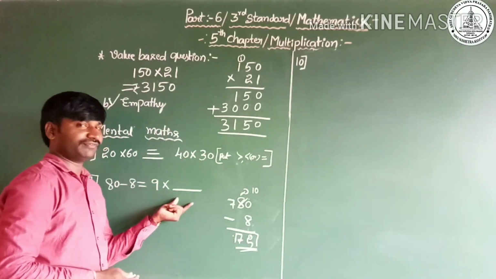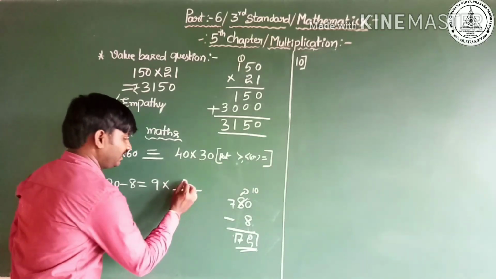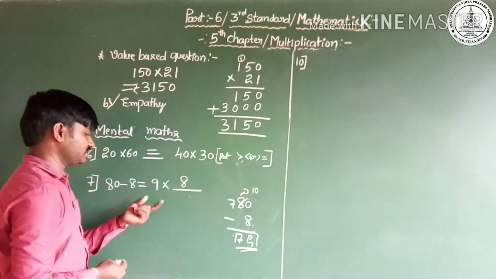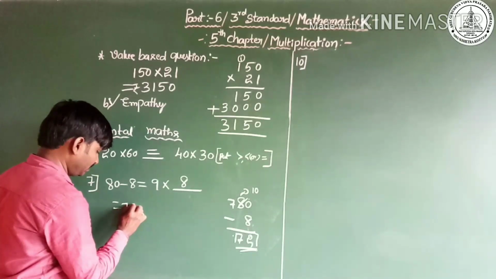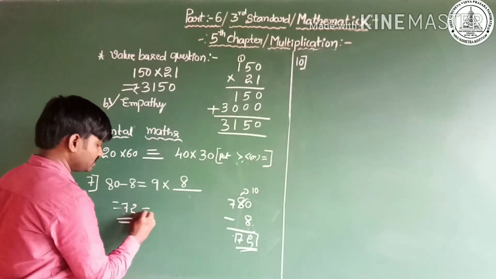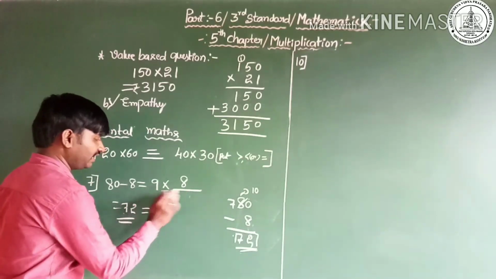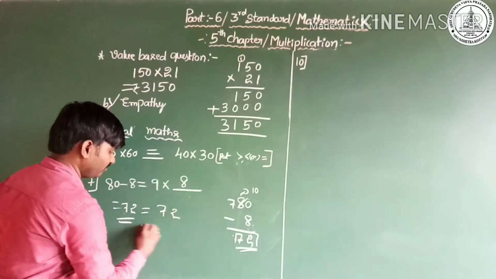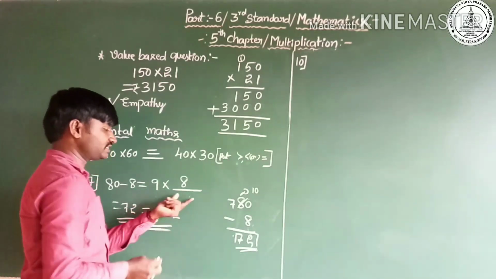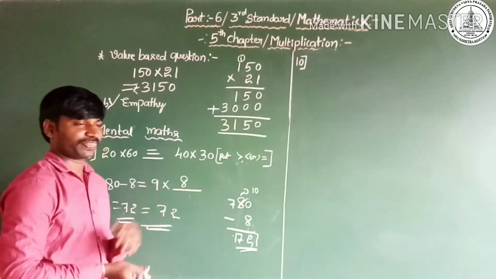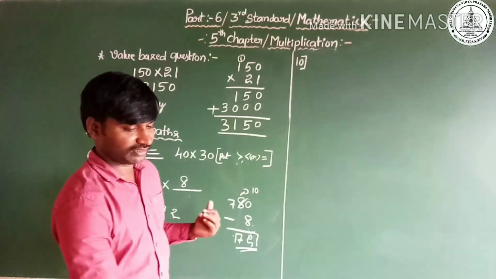Even 9, how much is 72? Yes, 9 8s are 72. Yes, dear student, here answer is 72. So it is equal to 9 8s are 72. We get the answer. So in this dash, you put the 8 as the answer. Okay, dear students, clear that one?